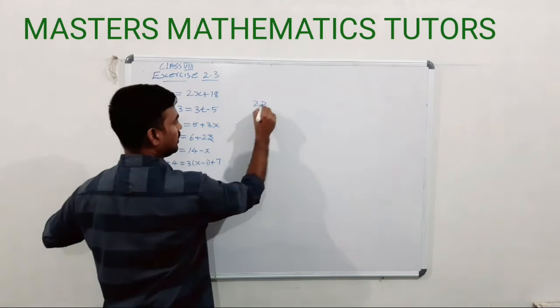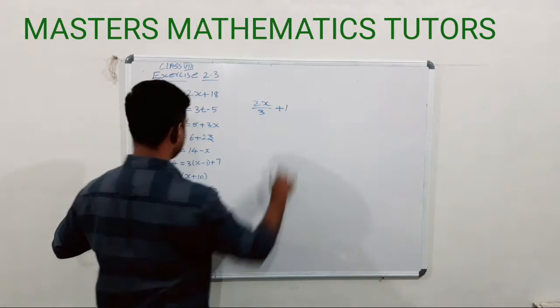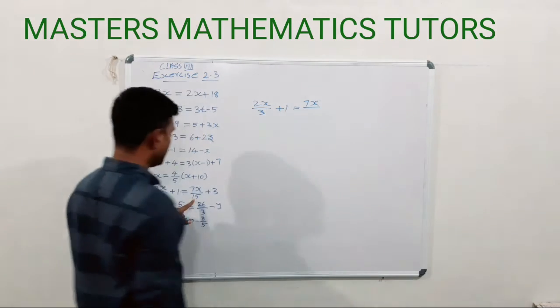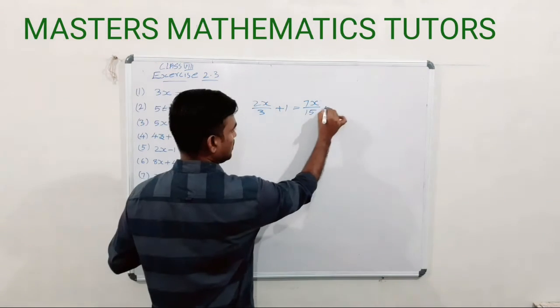2x by 3 plus 1 is equal to 7x by 15 plus 3.